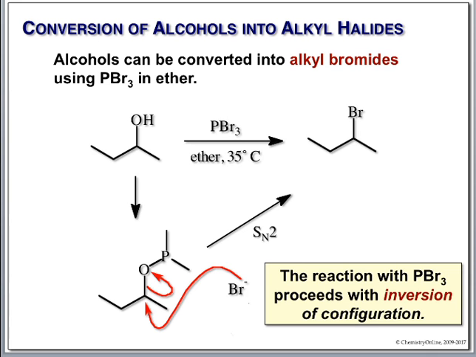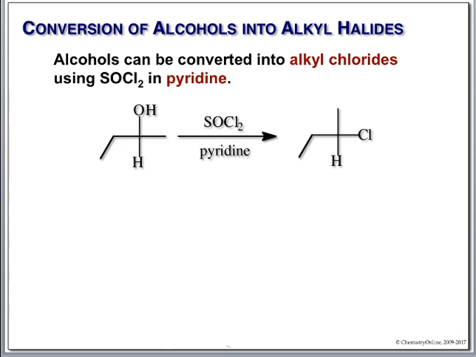Once again, PBr3, make the ester, do the displacement, inversion of configuration. There's another way we could do this. SOCl2, that's thionyl chloride it's called. It's really nasty stuff. Don't go around sniffing it. And this is pyridine. Let's pretend that this is also a chiral center.